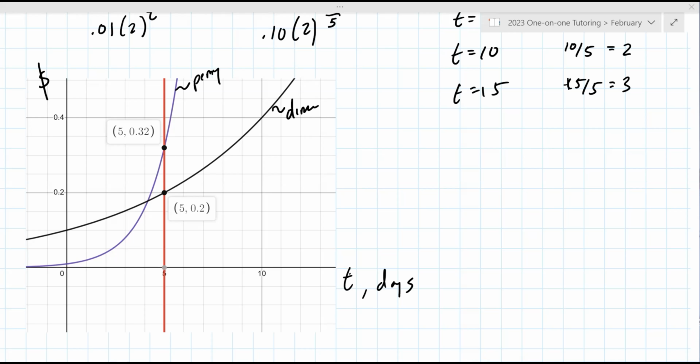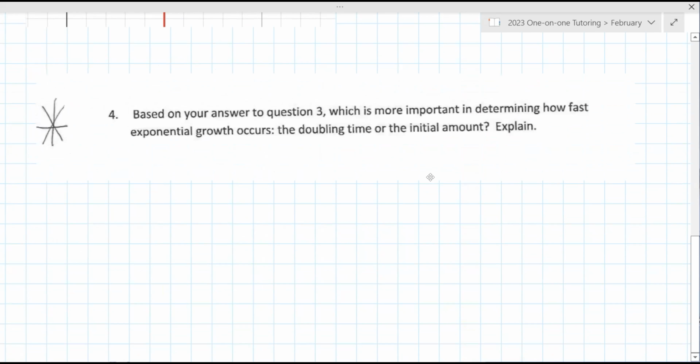Okay, so 4 is really an interesting question, because what matters, we've got to go grab the 2 equations again. 0.01 times 2 to the t versus 0.1 times 2 to the t over 5. The doubling time doesn't matter. You could actually put any amount you want here in the dime, and the penny will always grow faster than it at some point. So that's one way to see it.